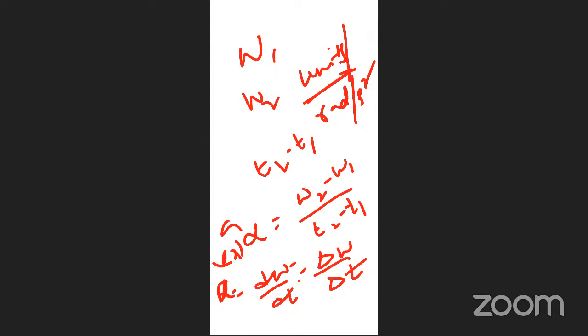Angular acceleration means the angular speed, omega, of a particle P is not constant. At time t1 the angular speed is omega 1, and at time t2 it is omega 2. The variation of angular speed over the time interval t2 minus t1 gives the angular acceleration, equal to omega 2 minus omega 1 by t2 minus t1, that is del omega by del t, and d omega by dt. So this is called the angular acceleration.